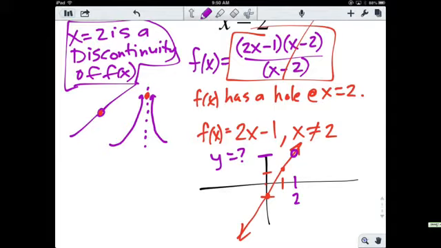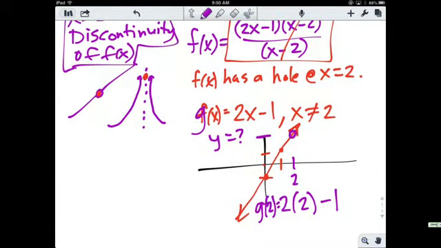So if I plug in a 2 for x, I get 2 times 2 minus 1, and I guess I should call this g of x, not f of x, because it's different. So then I can call that g of 2. That'd be 4 minus 1, which is 3. Okay? And that is actually the coordinate of the hole.